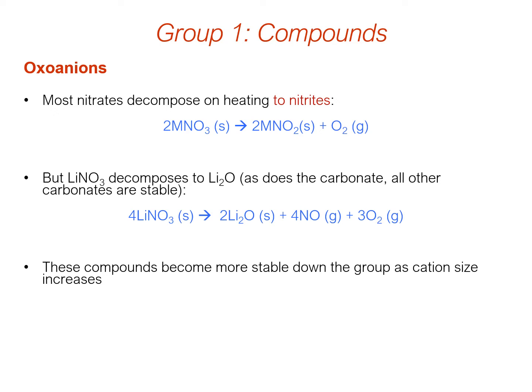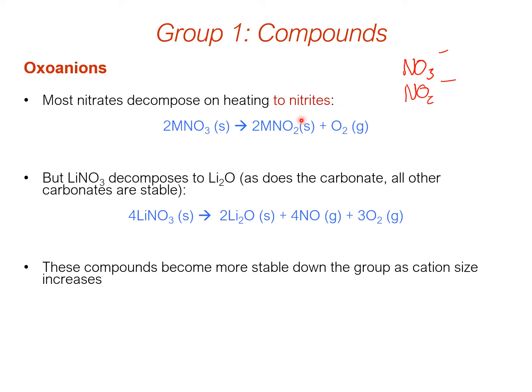So the group 1 oxoanions, we'll start by looking at the group 1 nitrates. Now most of these decompose on heating to form nitrites. Now this is an example of what I was saying on the last page of elements having multiple oxoanions. So we've got the nitrate anion is NO3-, and also the nitrite oxoanion, which is NO2-.